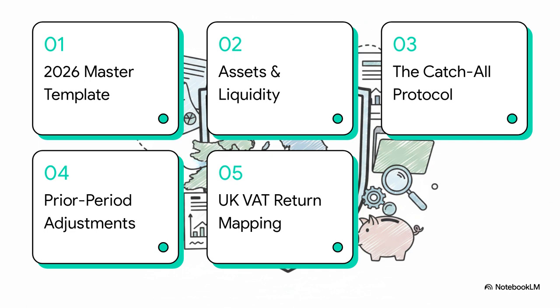To keep things perfectly on track, here's our roadmap. First, we'll look at the 2026 master template. Second, assets, liabilities, and liquidity. Third is the -900 catch-all protocol. Fourth, handling prior period adjustments. And finally, UK VAR return mapping.